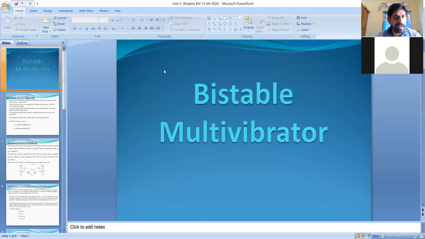Multivibrators are of three types. One is astable multivibrator. Second one is monostable multivibrator. Third one is bistable multivibrator.